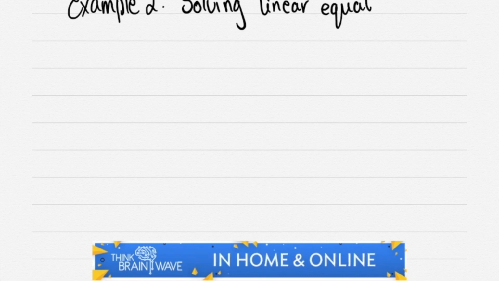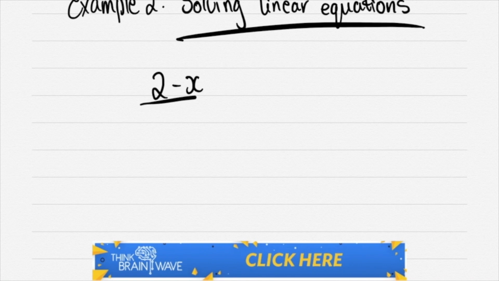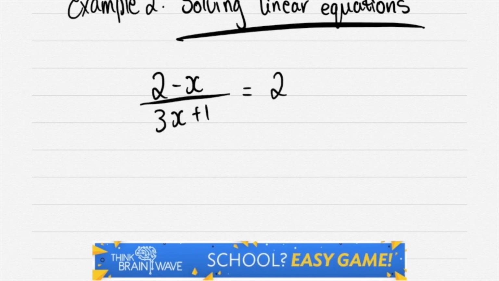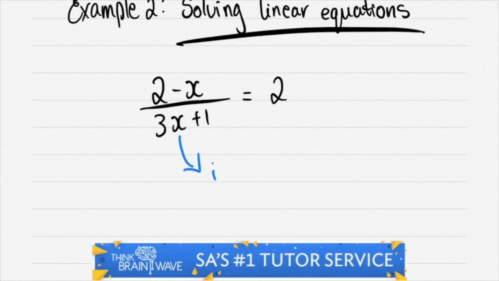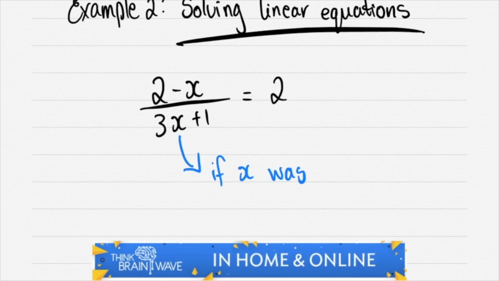Let's do an example. In this video, we'll be solving linear equations. In the previous video, we introduced you to example 1 of linear equations. So now let's do example 2. We have (2 - x) over (3x + 1).